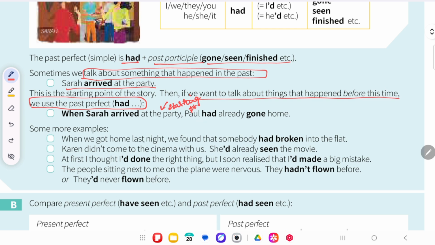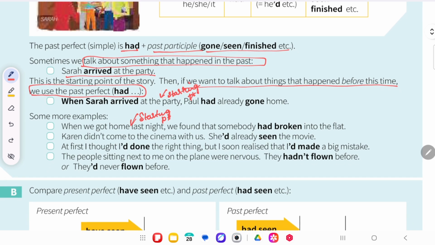When we got home last night, we found somebody had broken into the flat. That's the starting point. So when we got home last night, we found that somebody had broken into the flat. Karan didn't come to the cinema with her. She had already seen the movie, because before that she had already seen the movie.